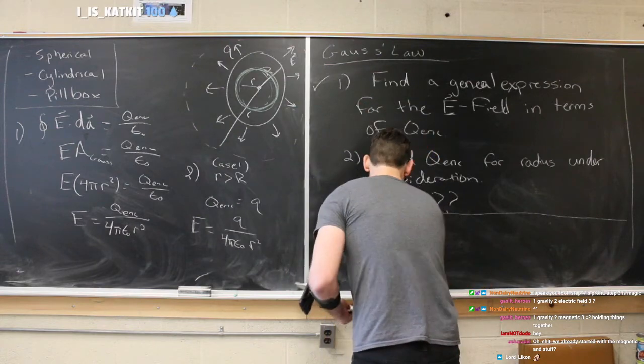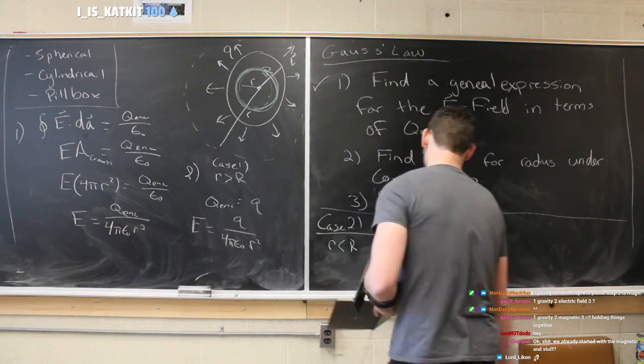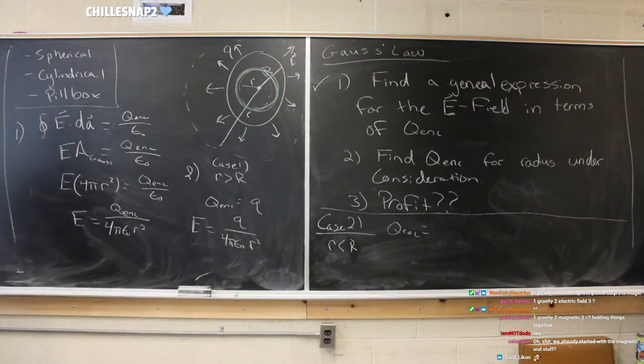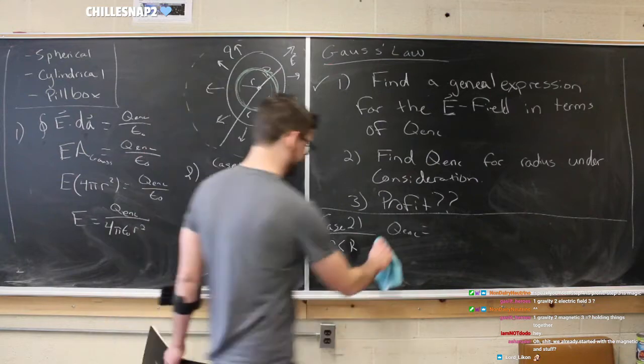So now we have to find Q enclosed. This is not in Griffiths. This is just me explaining what we do in a different case, being more thorough.